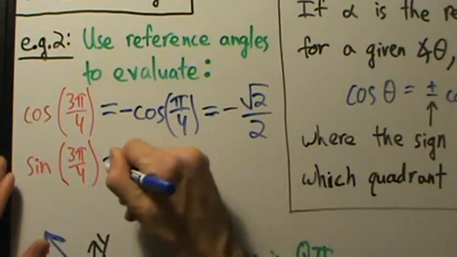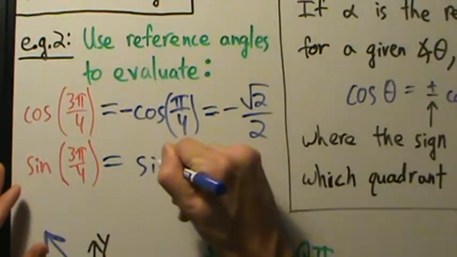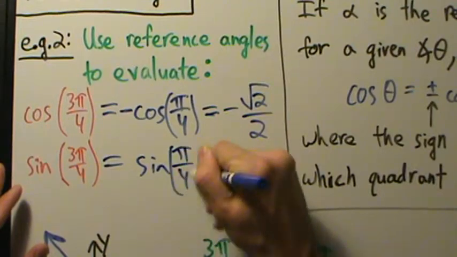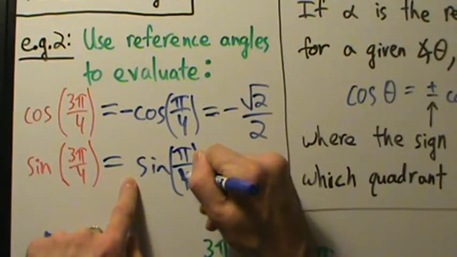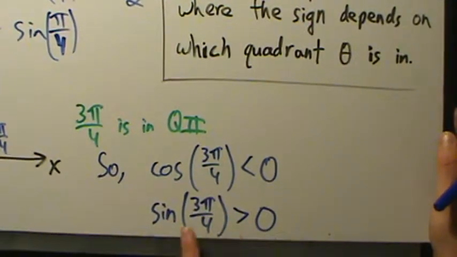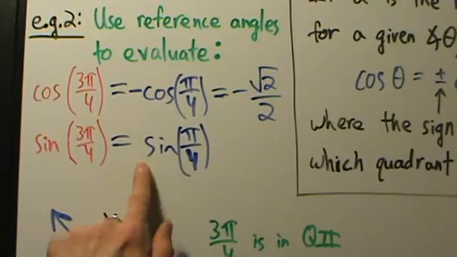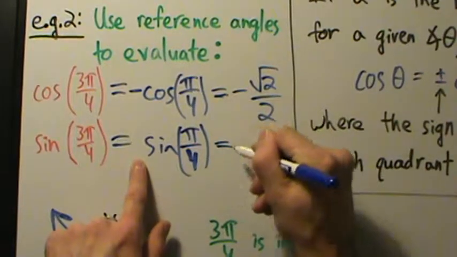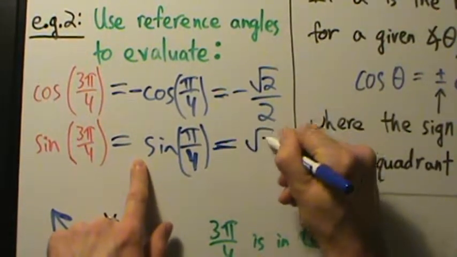Now what about the sine? Sine of 3 pi over 4 equals the sine of pi over 4, up to a possible minus sign out here. But remember, sine of 3 pi over 4 is actually positive. So since sine of 3 pi over 4 is positive, we don't put a minus sign here. It's actually the same: root 2 over 2.